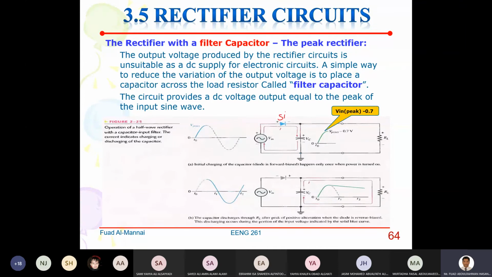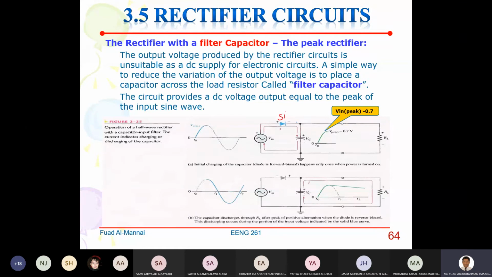Now, when we place a capacitor across the output load, as shown here, this is a half-wave rectifier, by the way. Now suppose, let's deal with silicon. Remember that silicon will drop what? 0.7 volt. During the positive half cycle, the diode will conduct. Everybody see that? The diode will conduct.